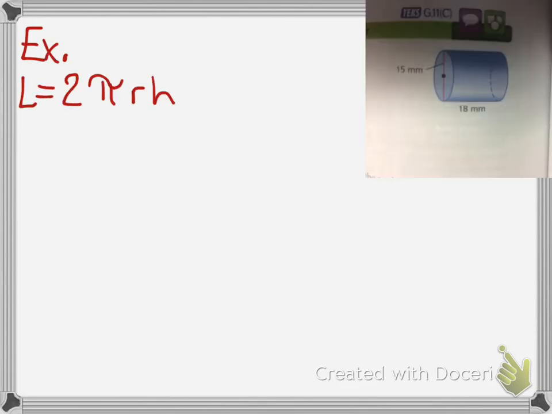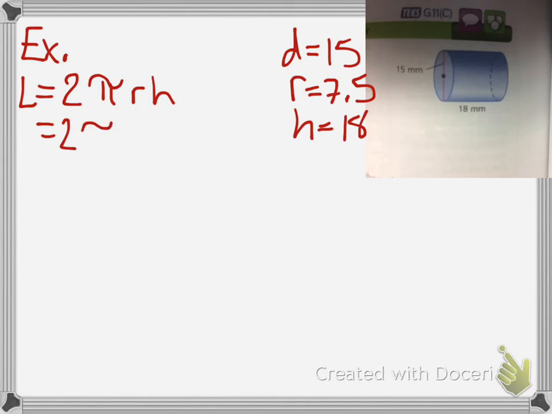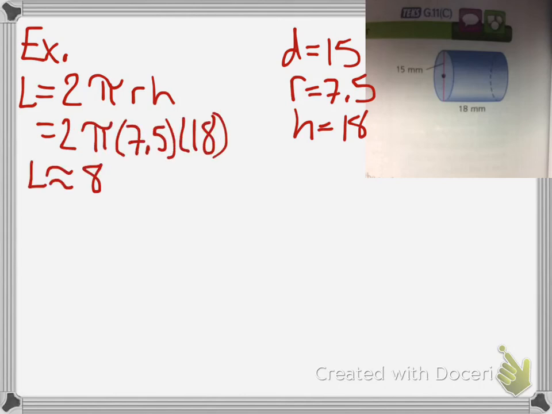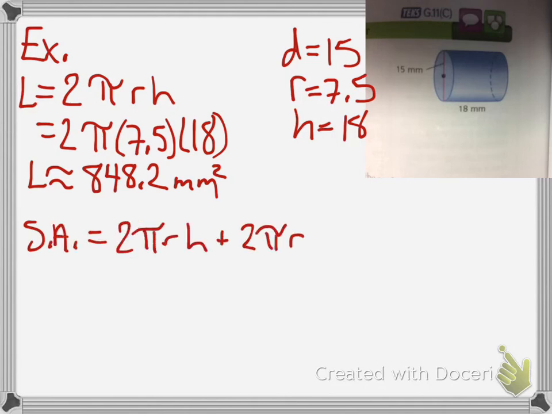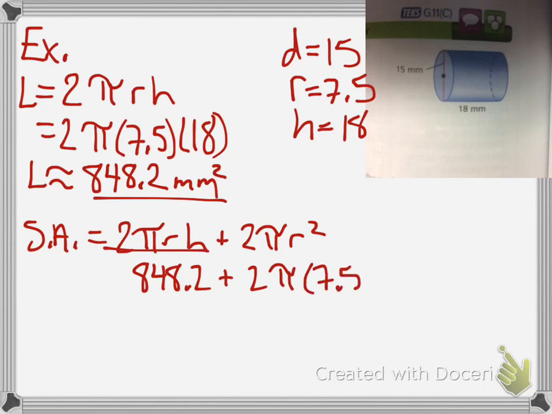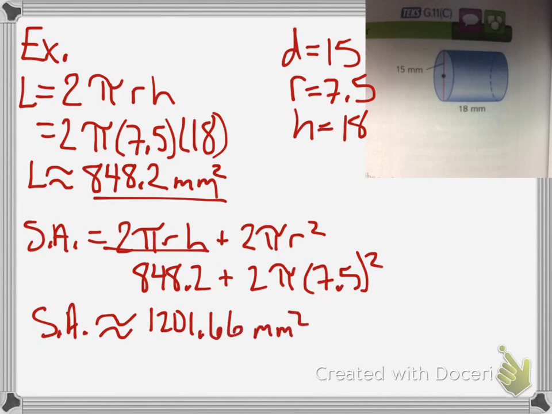Alright, so let's look at an example and then we'll be done. Okay, so here's one. Notice here that your diameter is 15. So you have to find the radius, which means divide by 2 to get 7.5. Then you could plug that in, and your height is 18. You can plug the numbers in and get your lateral area, and then do that again for the surface area, 2 pi r h plus 2 pi r squared. We already have the 2 pi r h because that's 848.2. You could do the 2 pi r squared, then just plug it all in and press enter, and you would have your answer. Plain and simple, easy peasy, should not be difficult.